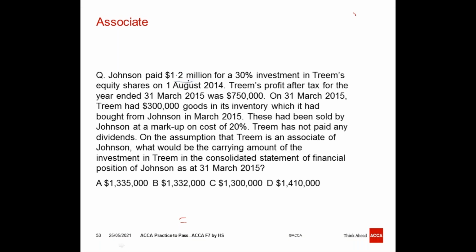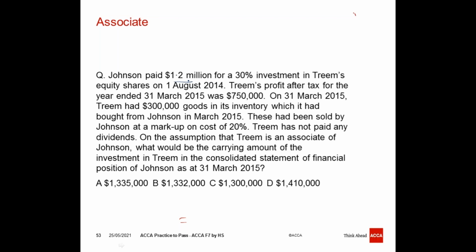Johnson paid 1.2 million for 30% investment in Threem equity shares on 1st August. Threem profit after tax for the year ended was 7,50,000. On 31st March 2015, Threem had 300,000 of the goods in inventory, which it had bought from Johnson in March 2015. These had been sold by Johnson at a markup of 20%. Threem had not paid any dividends.